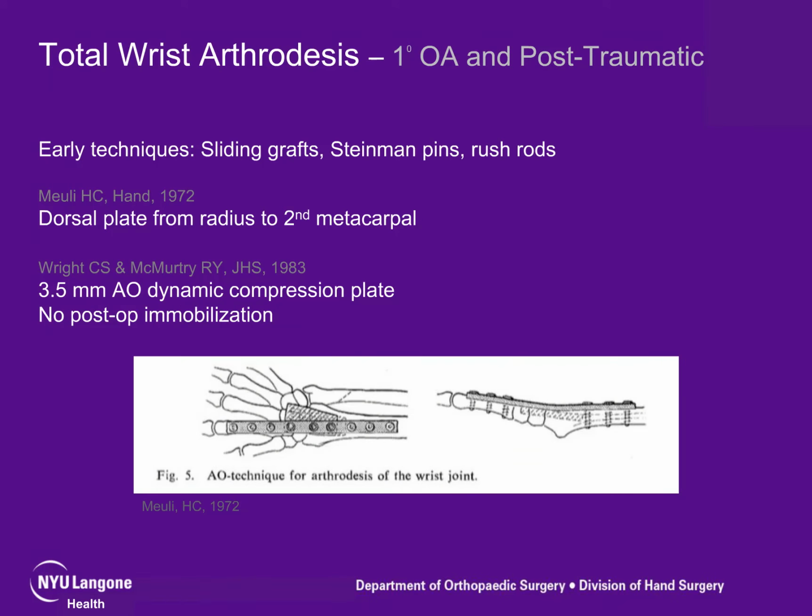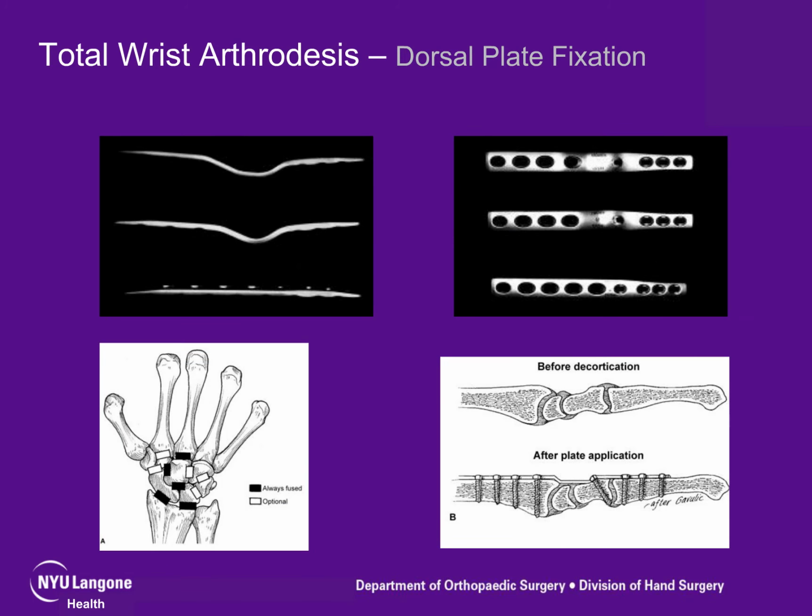So let's talk a little bit about wrist arthrodesis. Wrist fusions, at least the early techniques, were primarily sliding bone grafts, Steinmann pins, and Rush rods, done specifically for rheumatoid disease. The advent of the modern era of wrist fusion began in the 1970s with Mullholland's report on the use of a dorsal fixation plate, and about a decade later by Wright and McMurtry when they started using the 3.5 millimeter AO dynamic compression plate. And this is what the current state of the art is for wrist fusions.